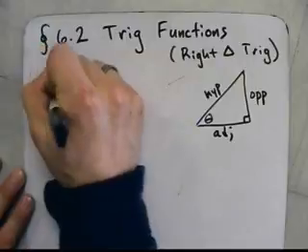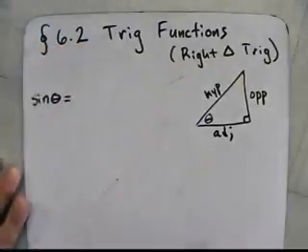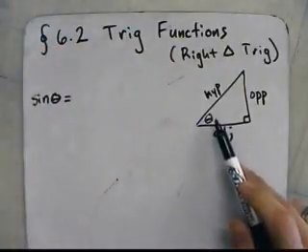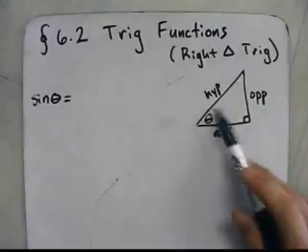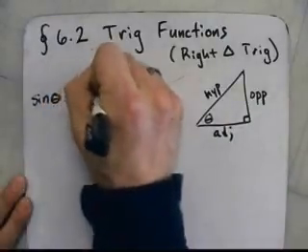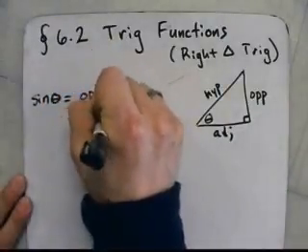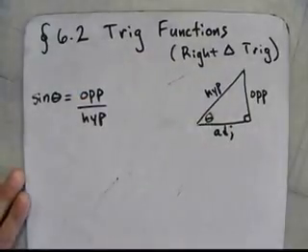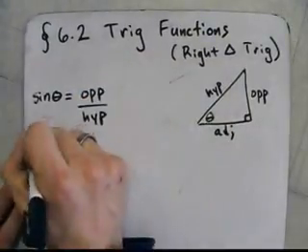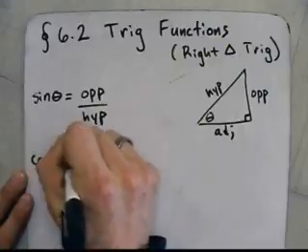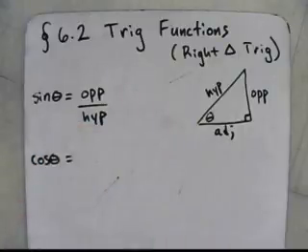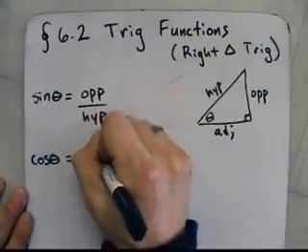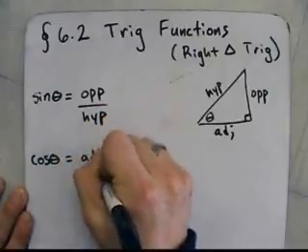So the sine of theta equals the ratio between two sides, the opposite side and the hypotenuse. So sine is going to be the opposite over the hypotenuse. If we do the cosine of theta, cosine is the ratio between the side that's next to it, the adjacent side, and the hypotenuse. So this one's going to be the adjacent over the hypotenuse.